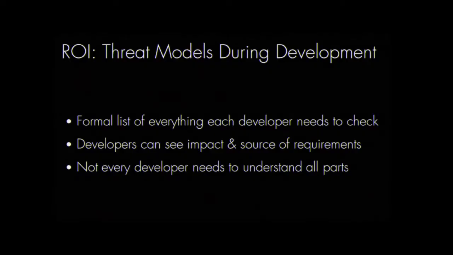So during development, great, you have a formal list of everything each developer needs to check when they're touching any code path. This is really, really nice to have. Now you don't need to guess at what you need to maintain, guess at which properties you need to check. You've just got a list. And if it's not on the list and it's not a low-level platform issue, you can probably ignore it. This saves your time. You can see the impact and the source of all of the different security requirements.